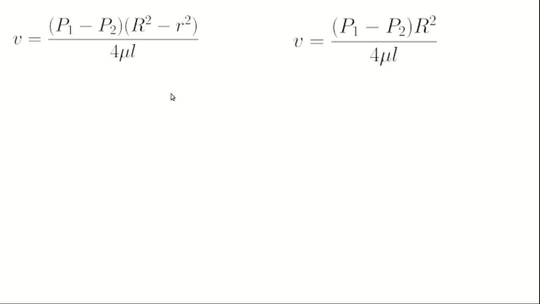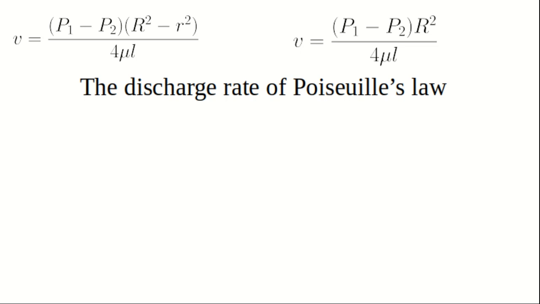So we can now go to the next possible scenario, which is the discharge rate of Poiseuille's law. Under this topic, we want to find out the amount of volume that comes out of the tube per second.